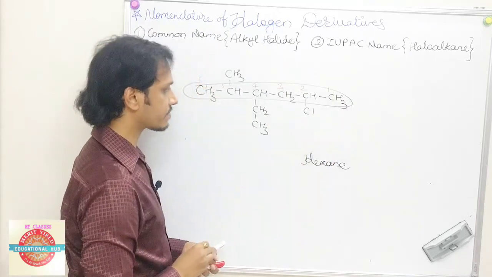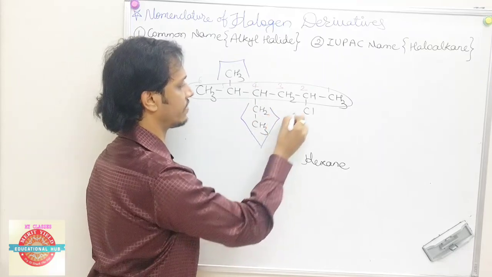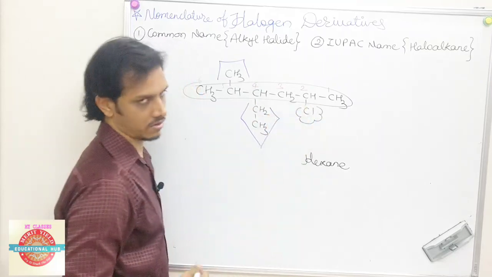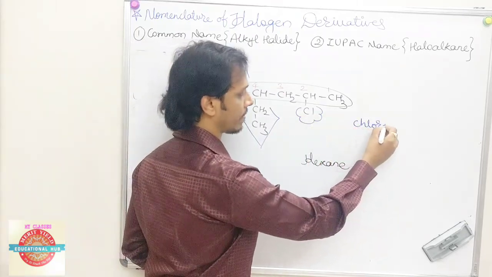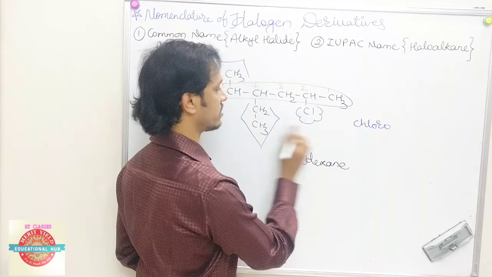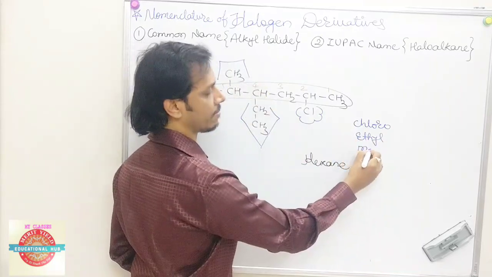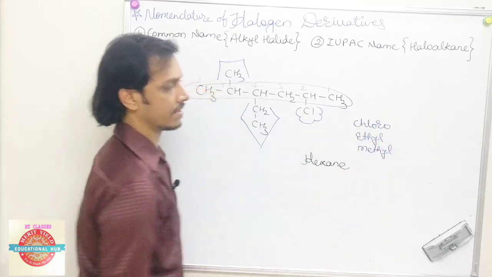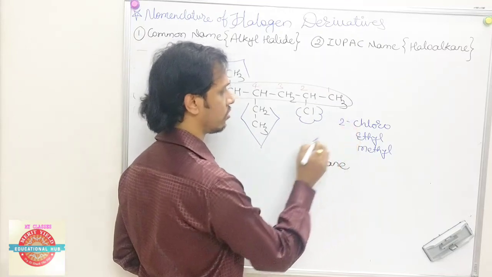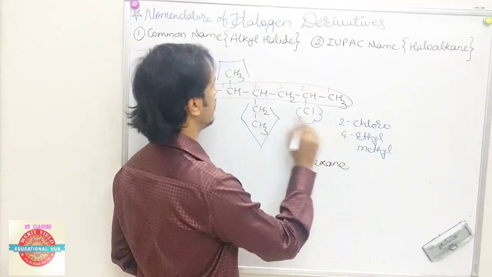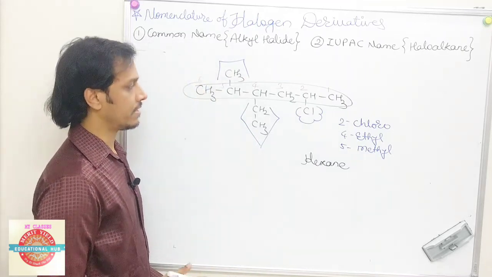Now what is left? This CH3, this CH2 CH3, and this Cl. Obviously the Cl part is named chloro. CH2 CH3 will be a 2 carbon system, that is ethyl. 1 CH3 will be methyl. Chloro, ethyl, methyl, with their respective numbers. It is 2-chloro, 4-ethyl, 5-methyl. Okay, so that's the name.